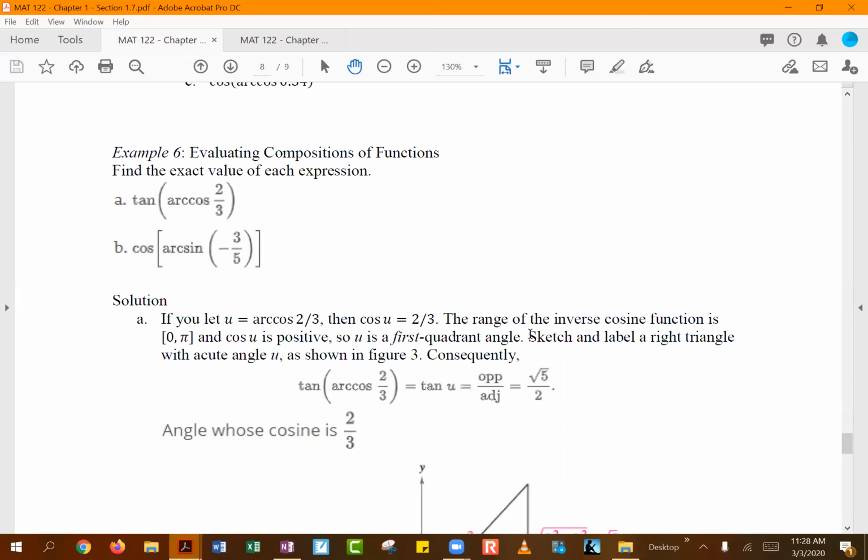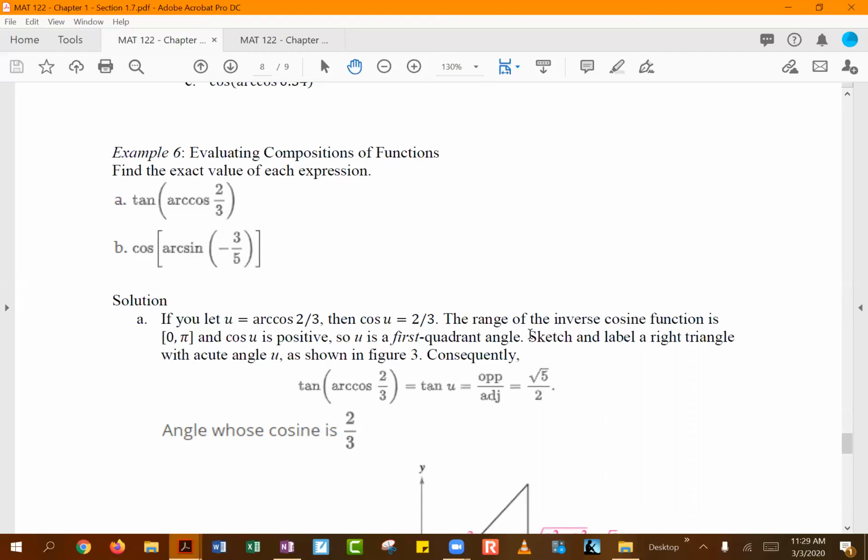Now remember from last time, when you have U equals arc cosine of 2/3, that means the cosine function is what we're going to take on the other side, and you would get cosine of U equals 2/3. So that's the idea we need to use here. You're taking the inside composition, the arc cosine, setting it equal to U, which gives you cosine of U equals 2/3.